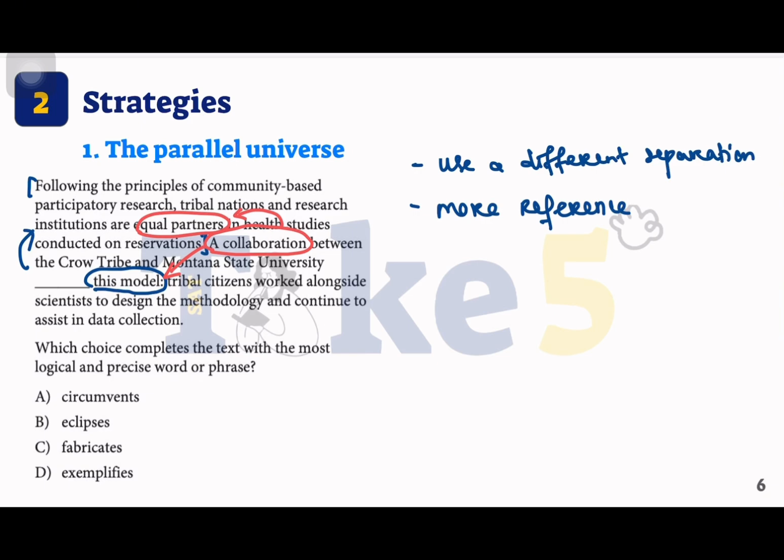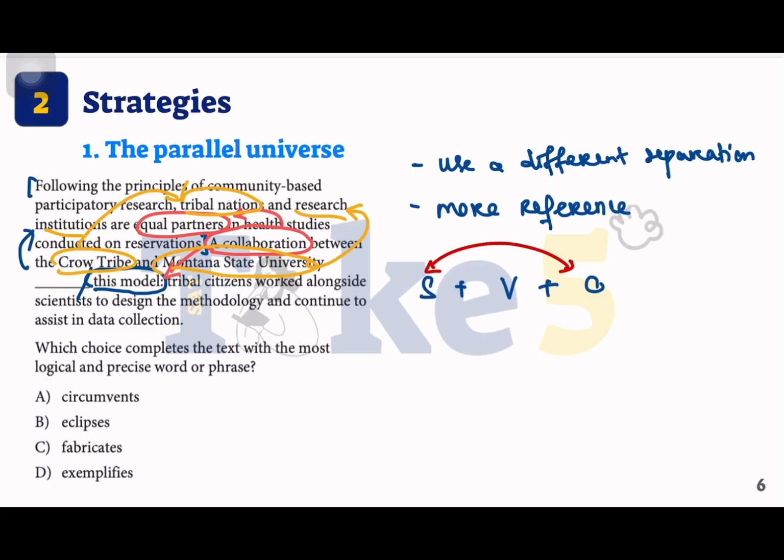If you divide the two universes in another way, simply from within the same sentence, usually as a subject, then a verb, then an object, then the two universes could be the subject and the object of the same sentence, like this one right here. Another parallel reference can be drawn here, more hidden, but this is also a DSAT favorite trick. You see that crowd tribe is referred to previously as tribal nations, and Montana State University is mirroring research institutions.